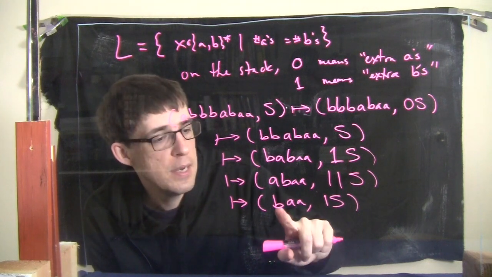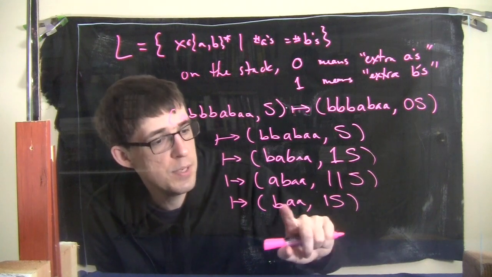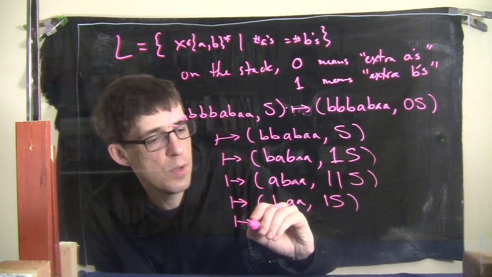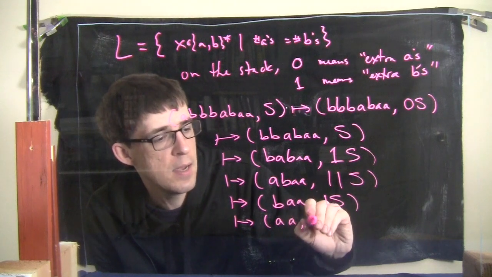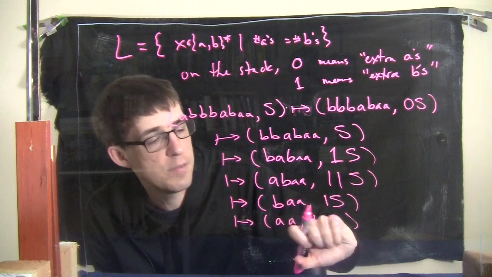All right, next I'm going to read this B. I have a 1 here, which indicates there was an extra B. I read a B, so I should make another 1 there. So this is now going to say AA, 1, 1S. I had 1 extra B, then I read a B, so now I have 2 extra B's.